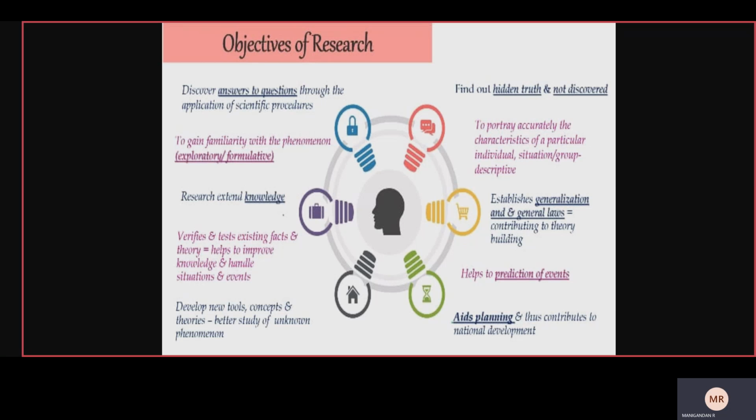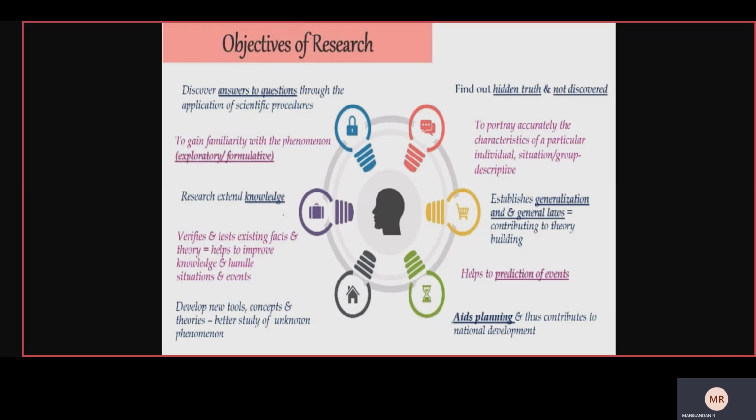Next is to find out the hidden truth that is not yet discovered. Not discovered means what is called the research gap. And hidden truth is the natural phenomena: what will happen nowadays? The third thing is to gain familiarity with the phenomena through exploratory or formulative research. Exploratory means to explore the knowledge. The fourth thing is to portray accurately the characteristics of a particular individual, situation, or group, which is descriptive, and it can portray accurate information.